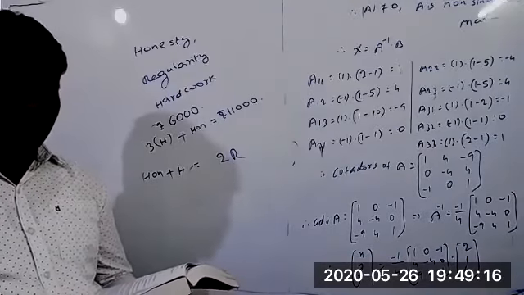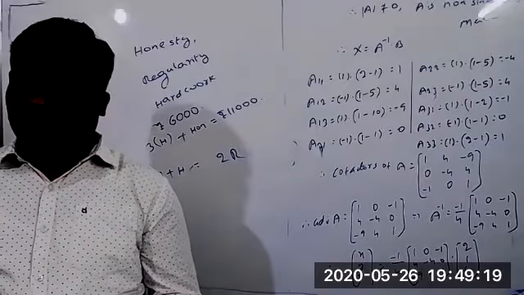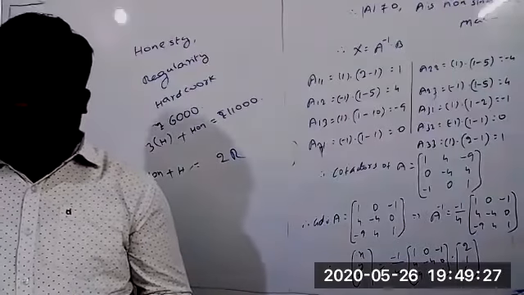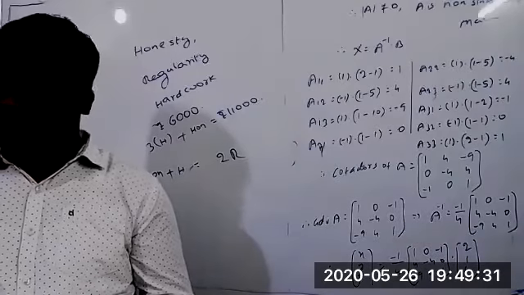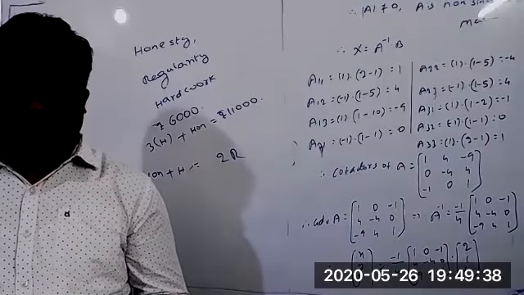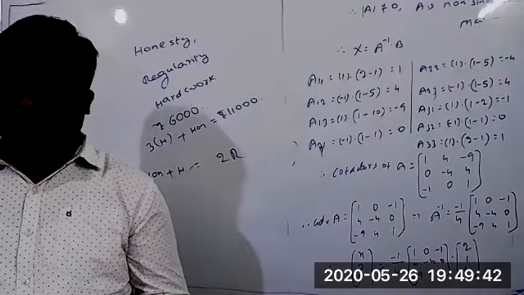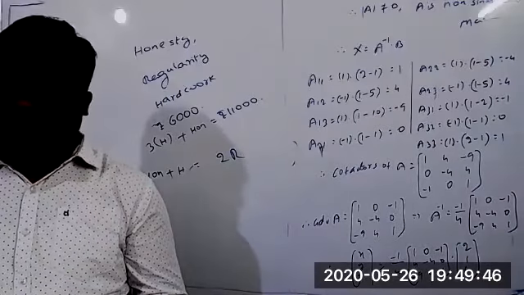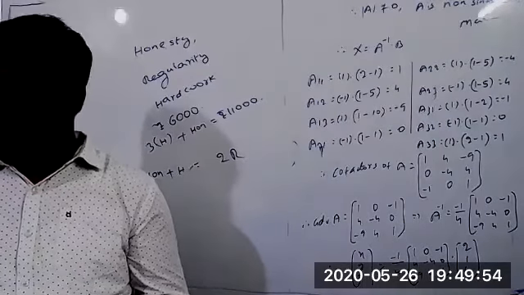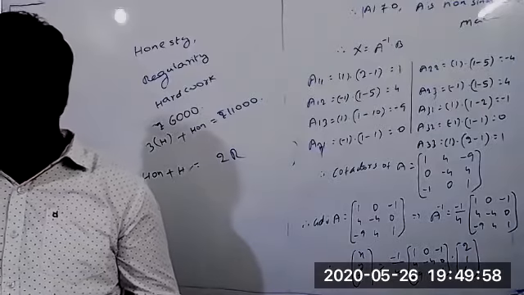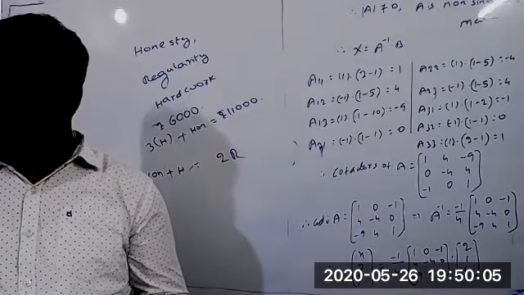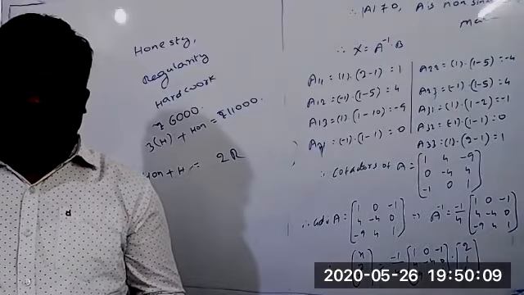Represent the above situation algebraically and find the award for each value, comma, using matrix method. Full stop.